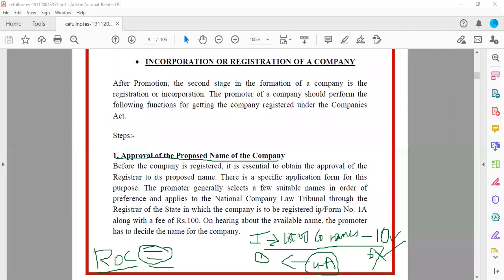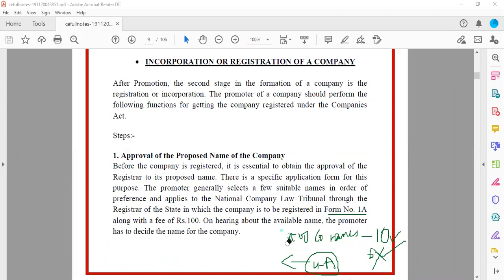Now, there are certain particular formats where you have to select the name and give it to the ROC. What is that format? Form number 1A, along with 100 rupees. If you give that to the ROC, they will usually give the name that is selected. On getting the available names, you can decide. I told you, out of 10 names, 4 names are available. Among these 4 names, you can decide 1 as the name of the company. So that is your first step, that is approval of proposed name and name of the company.